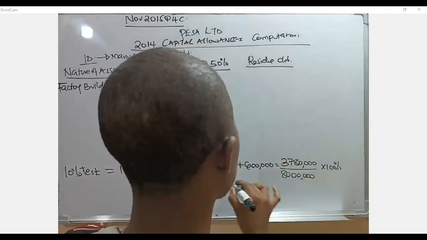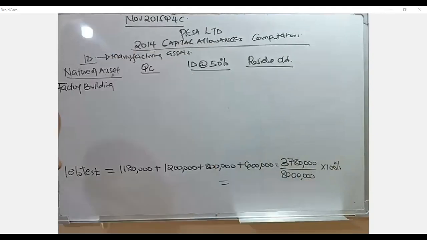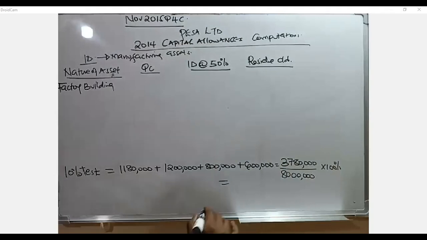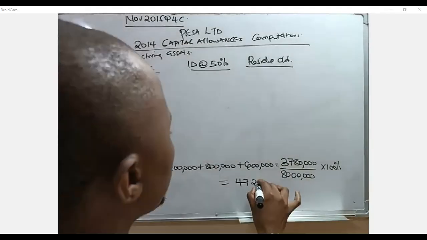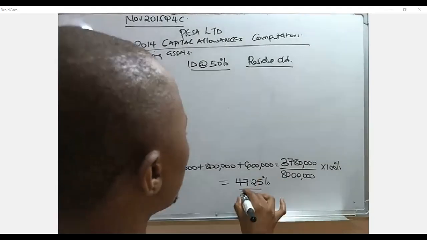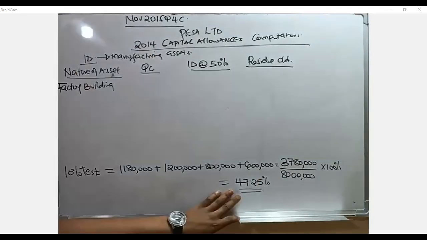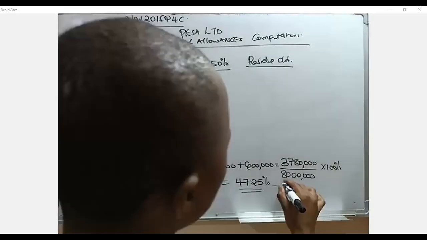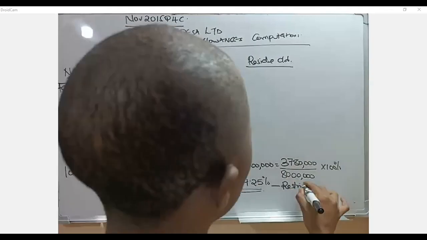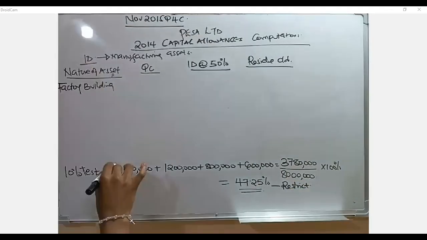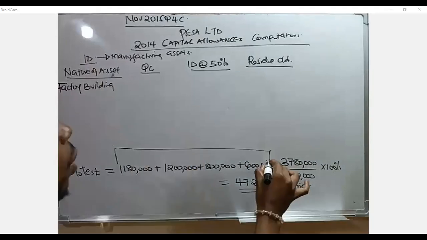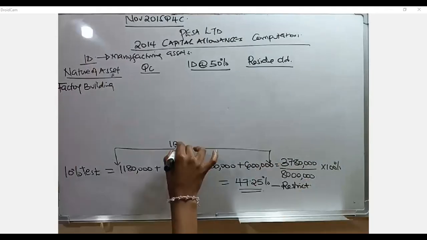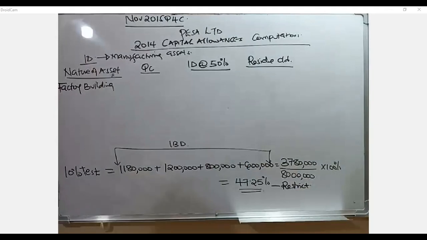So how much is this? I'm getting 47.25%. So this means I have to restrict. I just write for you here, restrict. So it means these costs or these values qualify for IBD. They qualify for IBD at the rate of 25%.